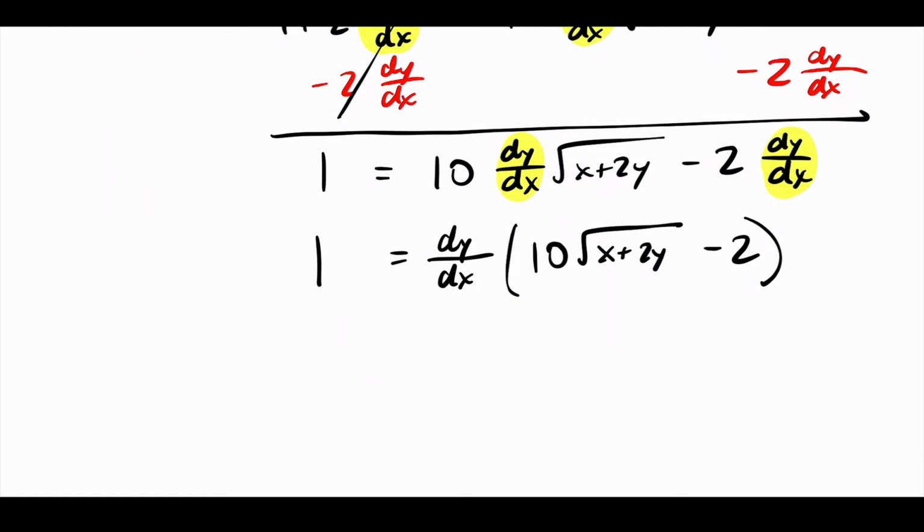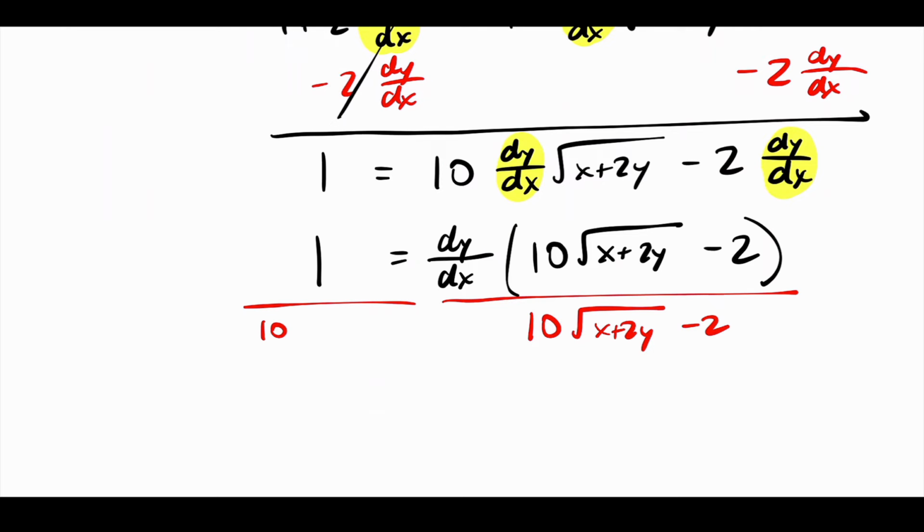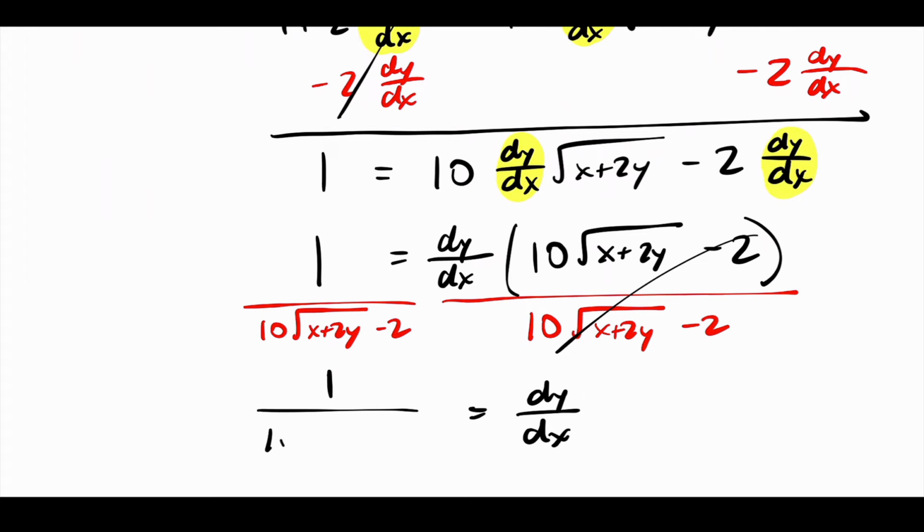Last step, divide by what you don't want. So we get dy dx equals 1 over 10 x plus 2y minus 2.